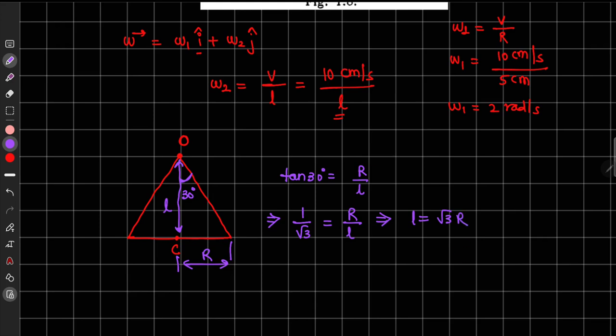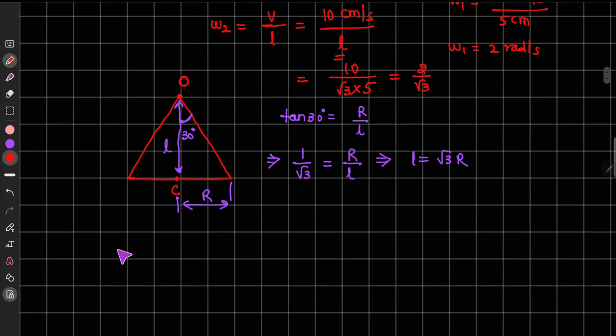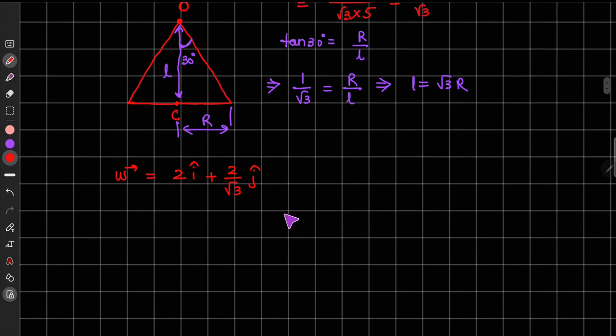Let us substitute it here. So we will get 10 divided by root 3 into R, where R is 5 centimeter. So from here we will get omega 2 equal to 2 by root 3. Now if we talk about this configuration, we can write the omega vector as: omega 1 is 2 i cap plus omega 2 is 2 by root 3 j cap. Let us find the magnitude of the angular velocity.